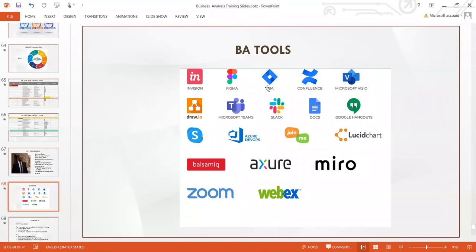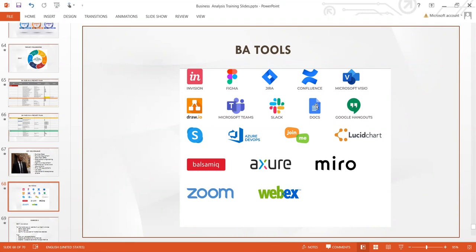Jira, we all know Jira, we've been using Jira. Confluence is just like Basecamp, but it's owned by the same company that owns Jira. So most of the time they use it together, Confluence and Jira, for collaboration.